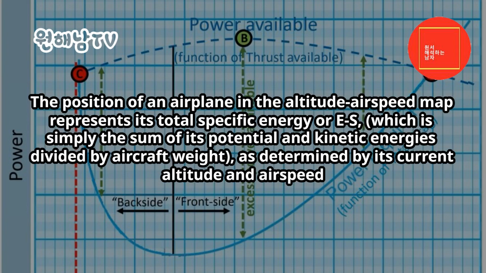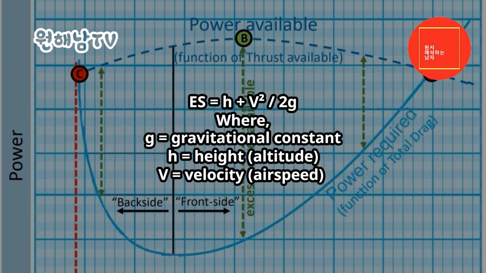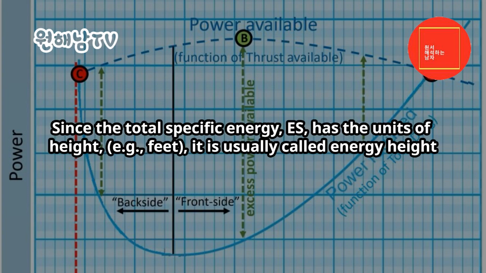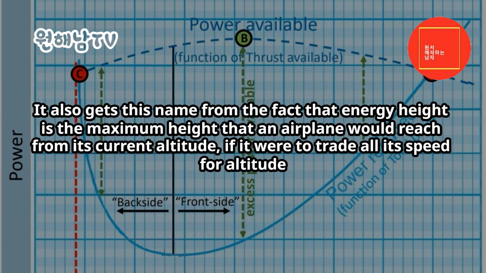The position of an airplane in the altitude-airspeed map represents its total specific energy, or ES, which is simply the sum of its potential and kinetic energies, divided by aircraft weight, as determined by its current altitude and airspeed. ES equals h plus v squared divided by 2g, where g equals gravitational constant, h equals height, altitude, v equals velocity, airspeed. Since the total specific energy, ES, has the units of height, e.g., feet, it is usually called energy height. It also gets this name from the fact that energy height is the maximum height that an airplane would reach from its current altitude, if it were to trade all its speed for altitude.